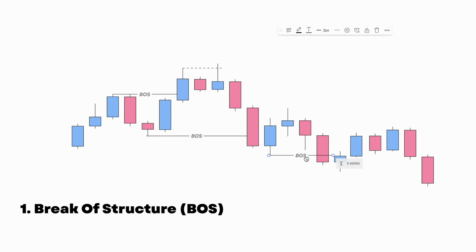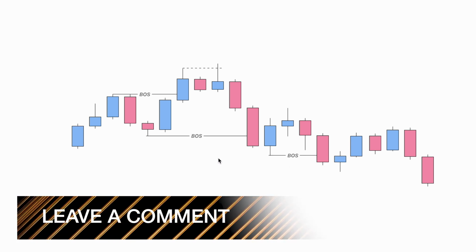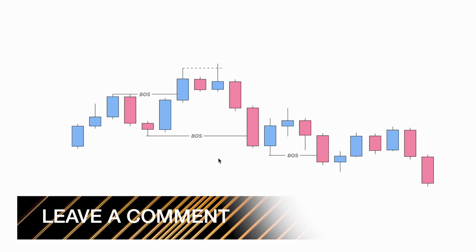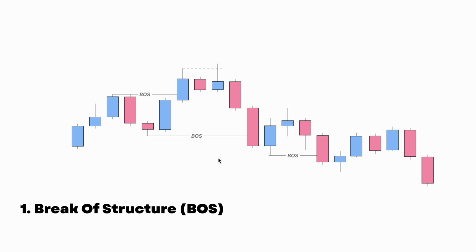So again, would this be a valid break of structure? Just pop it down below in the comments right now and let me know if you said yes or no at this point. Now, if you said yes, then you're wrong. This is not a valid break of structure. It might be currently for your strategy, but using this smart money structure mapping you're going to learn in this video, it's not valid. I'll go through why in a moment.